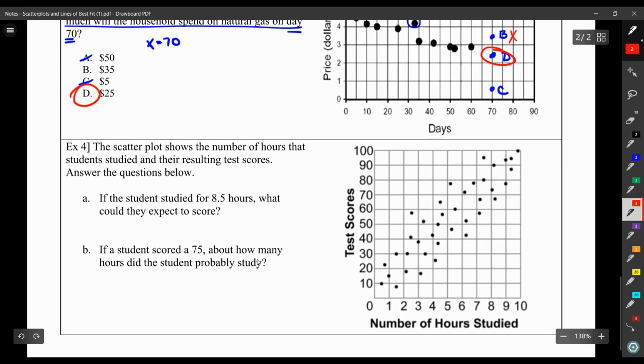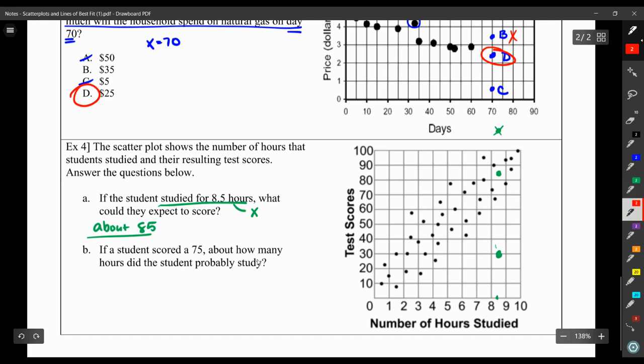So for number 4, similar idea. The scatter plot shows the number of hours that students studied and their resulting test scores. Answer the questions below. So letter A, if the students studied for 8.5 hours, what could they expect to score? Studying for 8.5 hours is giving me the x. So at 8.5 hours, that's about here. Well, what could you expect to score? You don't want to pick a point like here, not a 30. They could, but that's not in the pattern. You also don't want to pick something way up here either because that's too high. And so we want to pick a number that's pretty much right in the center of all my data. So maybe they would score about an 85. That could be a pretty reasonable guess.